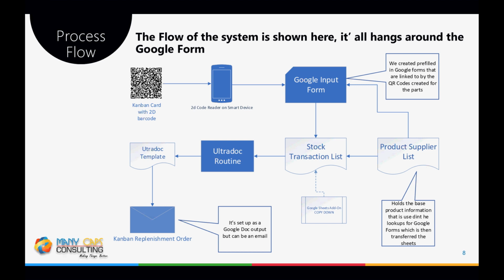UltraDoc is one of those, and it's a system for automating pretty much everything you could think of. It's really good, but it takes a bit to get your head around. I don't think it's the most user-friendly way of programming, but I'll show you that. Out of that, you create a template, and that template basically gets populated from the input you give in the Google form, and it emails out the replenishment order in a template.